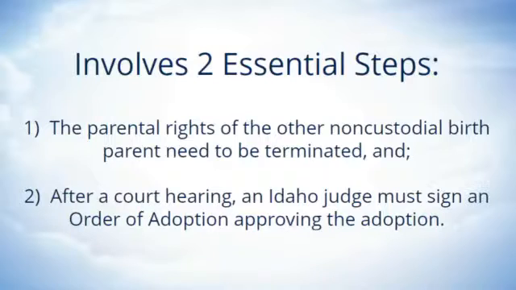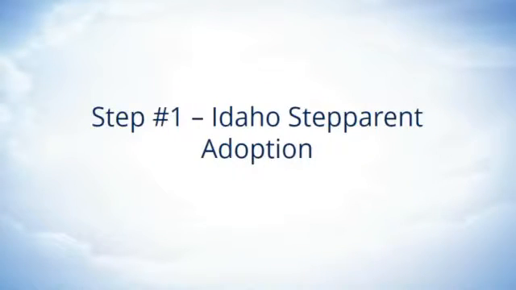First, the parental rights of the other non-custodial birth parent need to be terminated, and second, after a court hearing, an Idaho judge must sign an order of adoption, approving the adoption and finding it's in the best interest of all the parties concerned. So let's talk briefly about the first step in the adoption process.